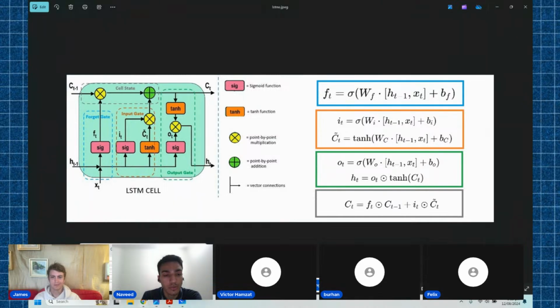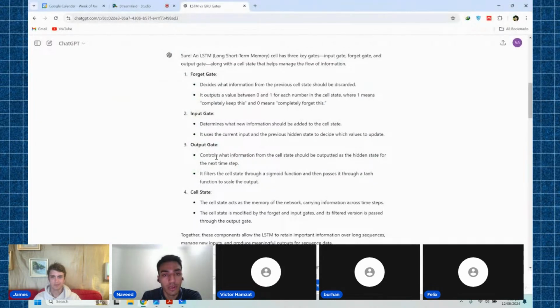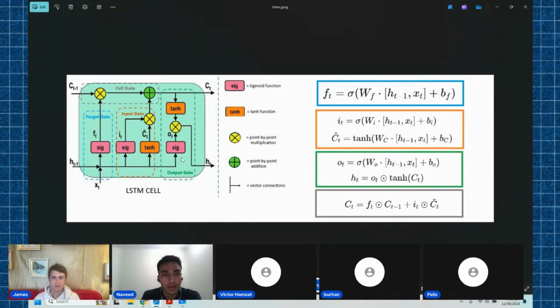So what is the cell state? We'll see that as well. But then we have the output gate. The output gate controls what information from the cell state should be outputted as the hidden state for the next time step. It filters the cell state through a sigmoid function and then passes it through a tanh function to scale the output. So this output gate, which is represented here as this green box, determines what the value for this HT should be, or what information should be generated from the current step in order to be passed through the next time step. So that's what this output gate is doing.